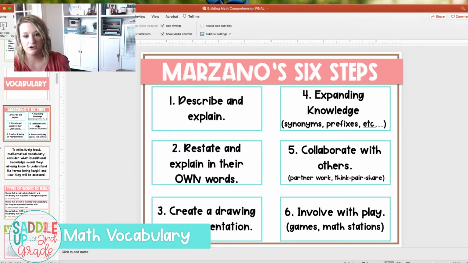If you are not already familiar with Marzano's 6 steps to vocabulary instruction, I highly recommend them. These 6 steps are often used within an ELA format, but they can also be used in a mathematical format as well. I actually have a whole blog series about these 6 steps of vocabulary instruction. It's more geared towards ELA, but it can definitely be beneficial to you if you only teach math.